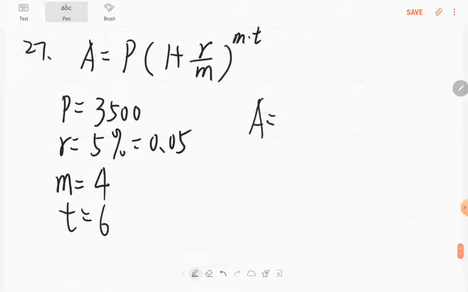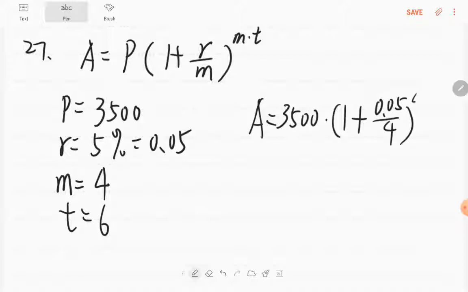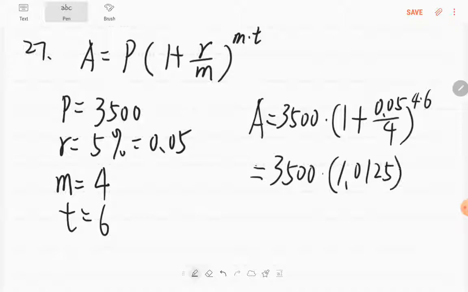So if you have everything, then you can plug in everything, right? So A is equal to 3,500 times 1 plus 0.05 divided by 4, to the 4 times 6. So this would be 3,500 times 1.0125 to the 24. Use your calculator. Because this is money, we often round it to 2 decimals, that means round it to cents. So this is 4715.73.